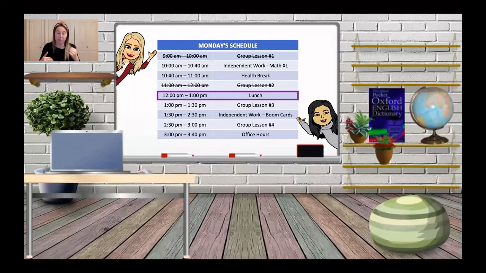And then it would bring them back to their Bitmoji classroom where I would have highlighted that group lesson 2 is done and now it's time for lunch. And we'd proceed like that throughout the day.